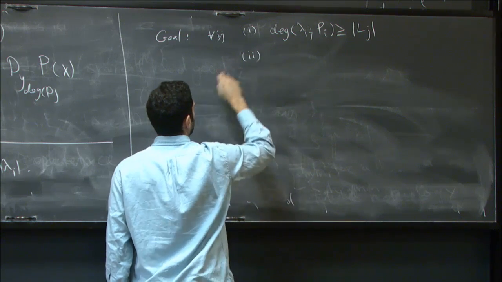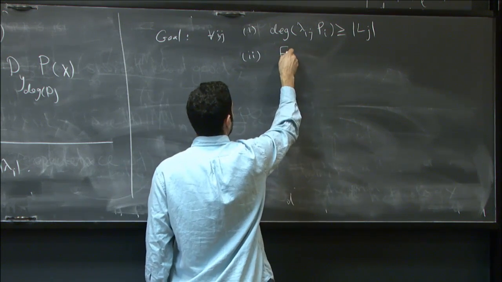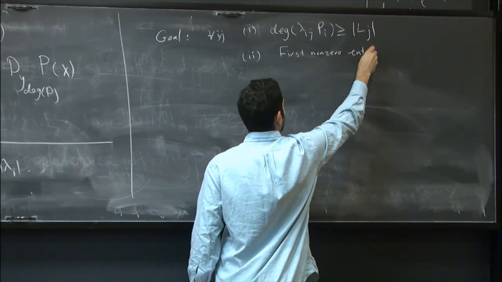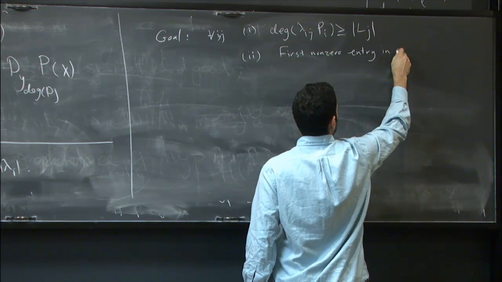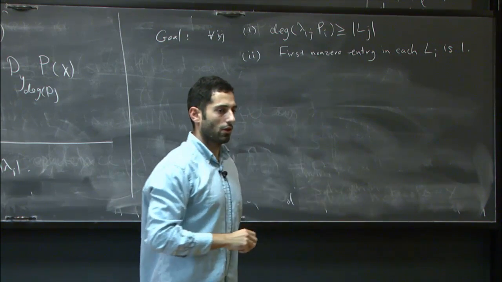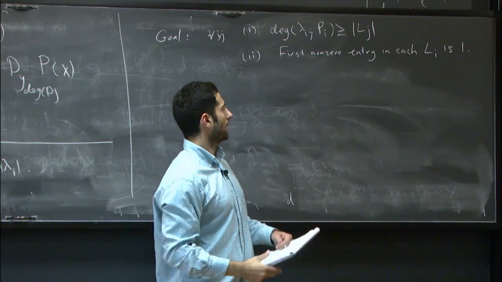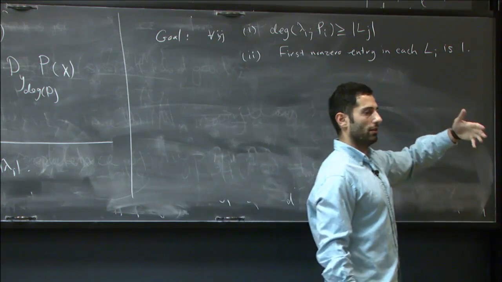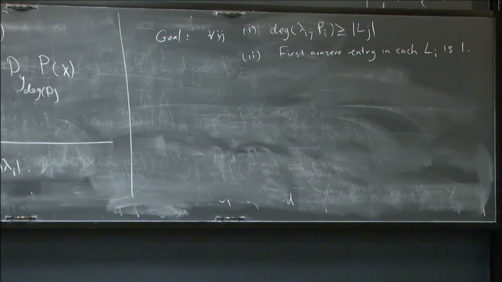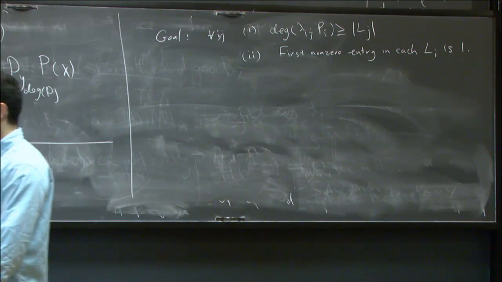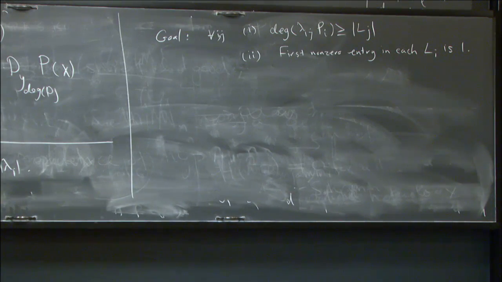Another thing that we want is that the first non-zero entry in each L_i is actually 1. So we want to reduce to this case where we can make these two assumptions. This means that our linear forms are not affine, but at least their first non-zero entry, whatever happens, is 1. And this will be good enough for some sort of derivative technique to hold.